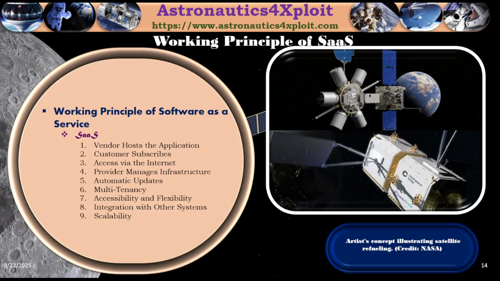Working principle of software as a service. Software as a service are: vendor owns the application, customer subscribes, access via the internet, provider manages infrastructure, automatic updates, multi-tenancy, accessibility and flexibility, integration with other systems, and scalability. Artist concept illustrating satellite refueling as a service system is illustrated in this picture.